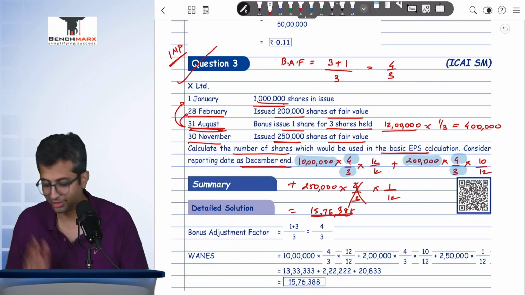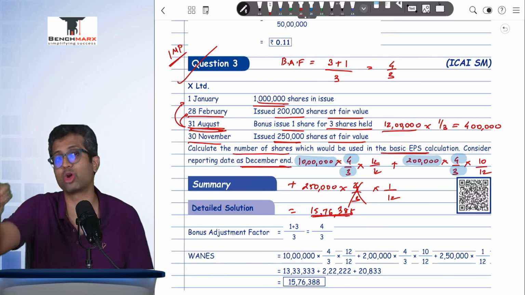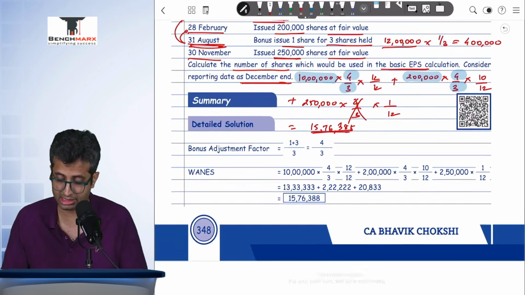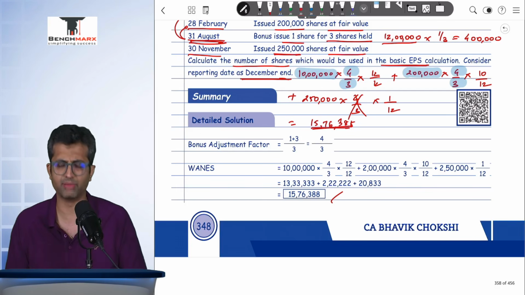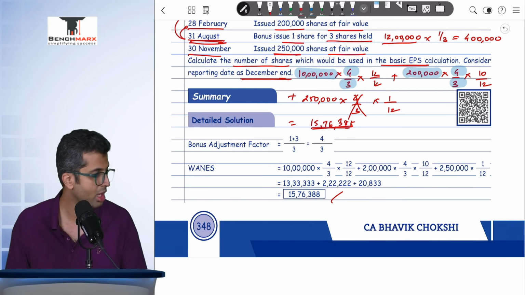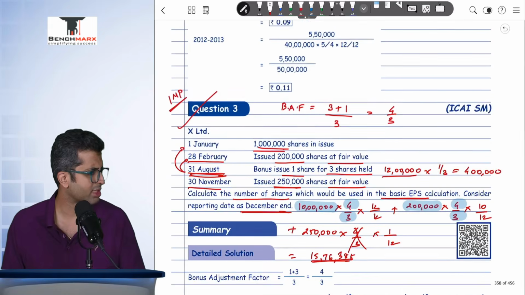Right? Let that sink in. So in a similar way, bonus shares cannot come before the original shares are in existence. And hence this is the way you calculate WANES in case of bonus shares. Okay, so this is question number 3.